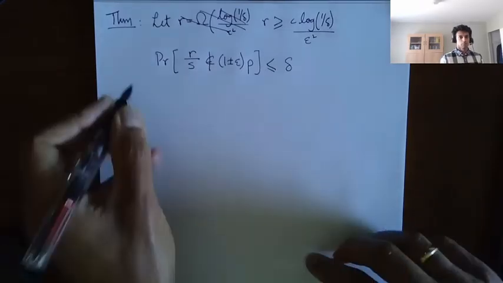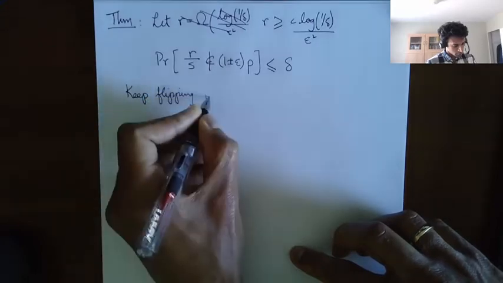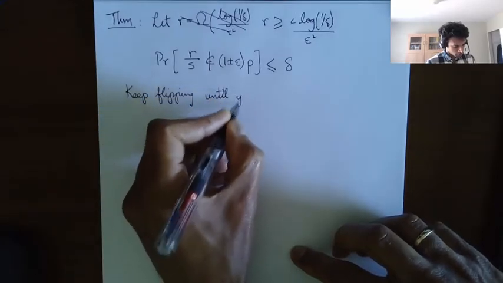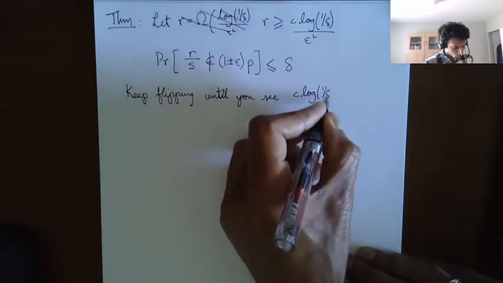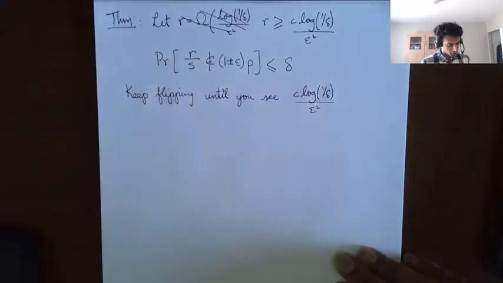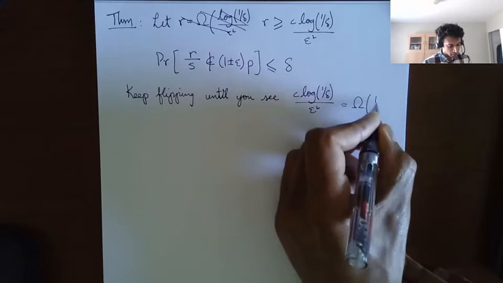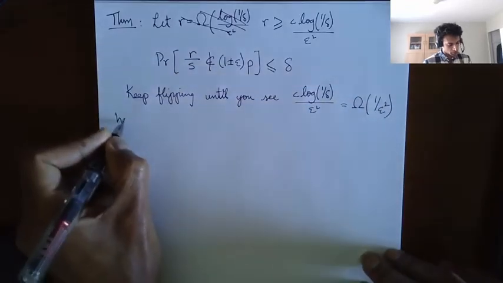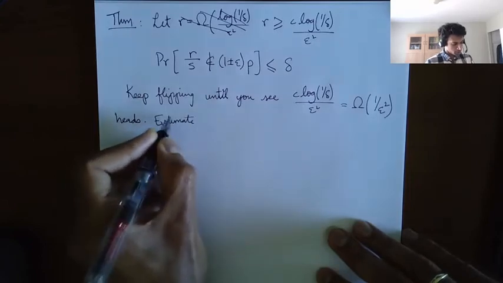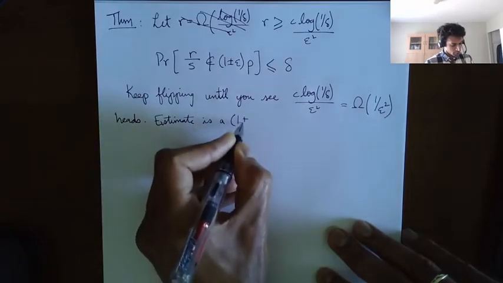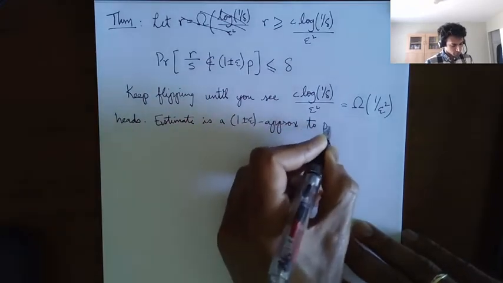So this says keep flipping until you see, we will figure out the constants, we will put this constant down later. But keep flipping until you see, essentially the way to think of this is, at least 1 over epsilon squared heads. The estimate is a 1 plus minus epsilon approximation. Okay?